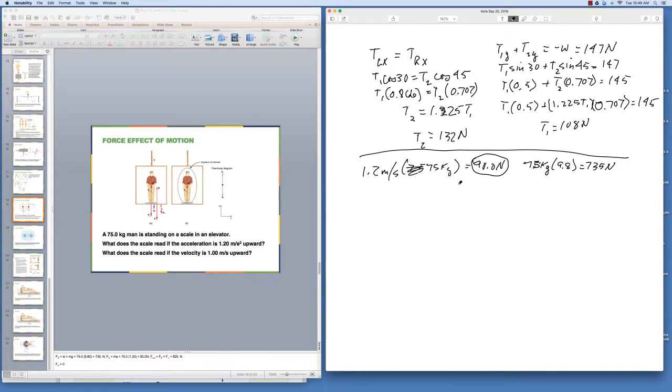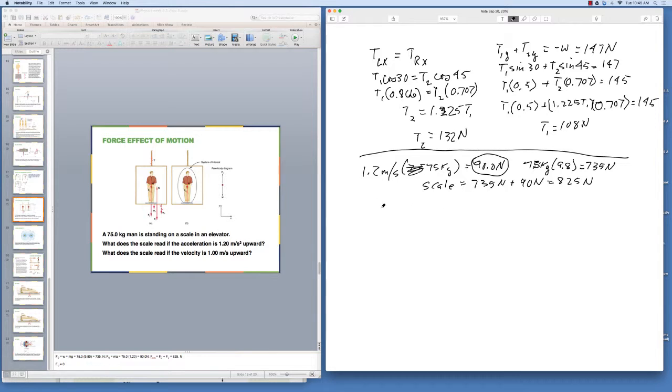There's an additional force down in addition to his weight, which is the equal and opposite reaction to the upward force that's causing him to move up. And that's what presses on the scale. So the scale is going to read 735 newtons plus 90 newtons, or 825 newtons. So that's the first situation.